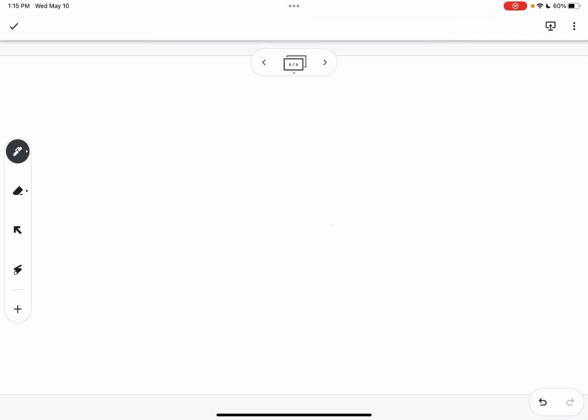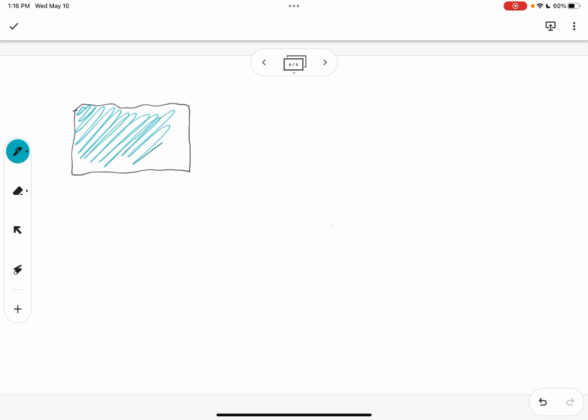Okay, so remember the rules that we talked about when trying to find the area of a rectangle. It is the base times the height. Again, the area is the inside of a shape. The perimeter is the outside of the shape.